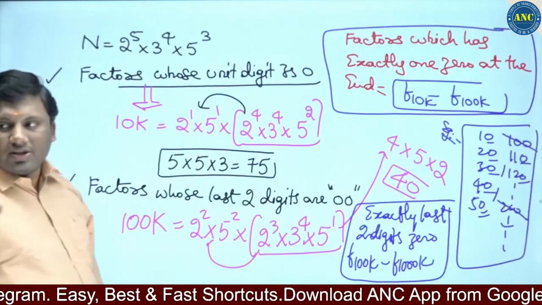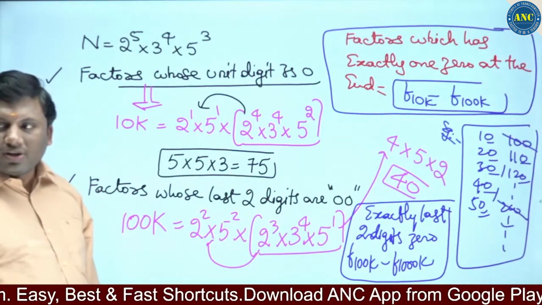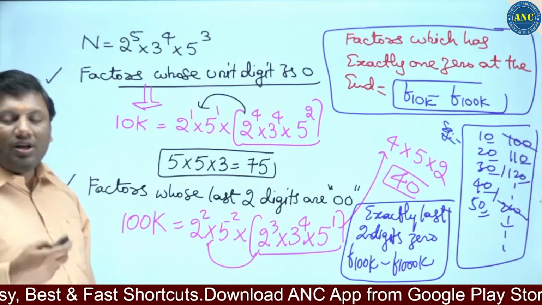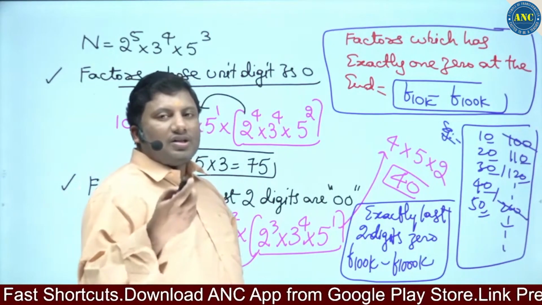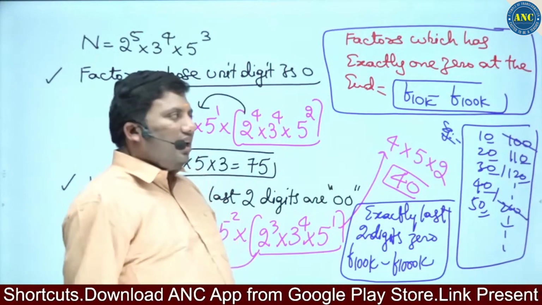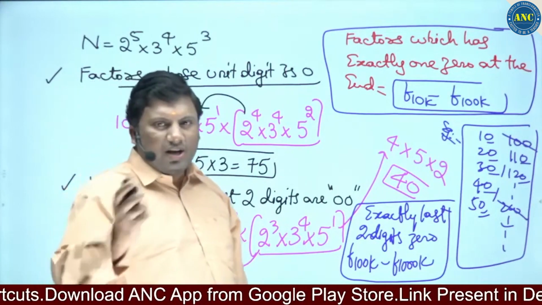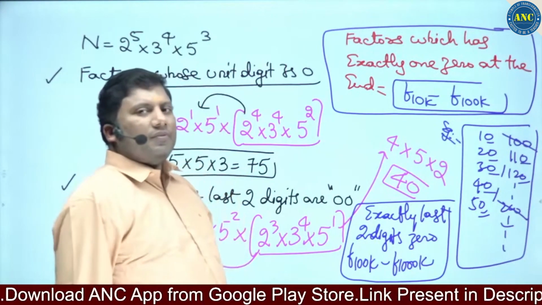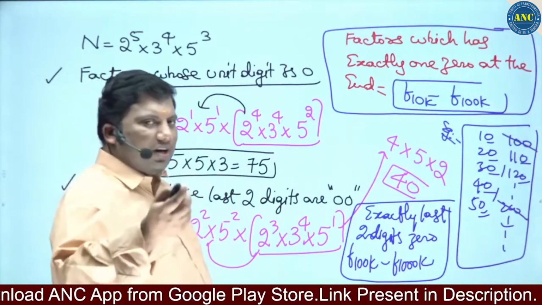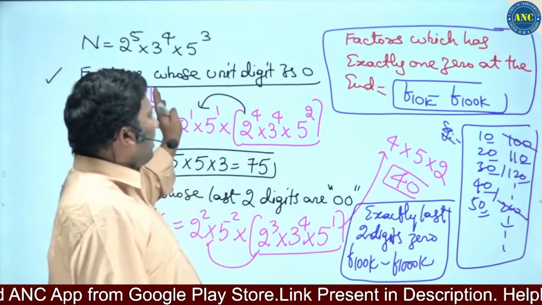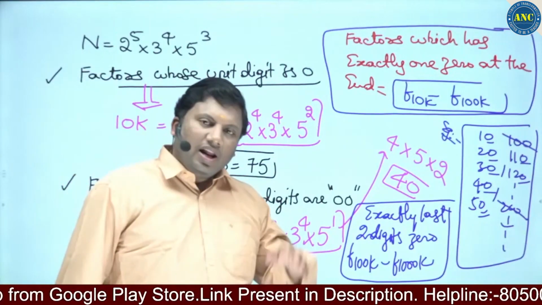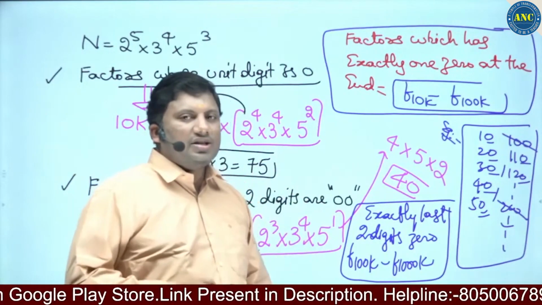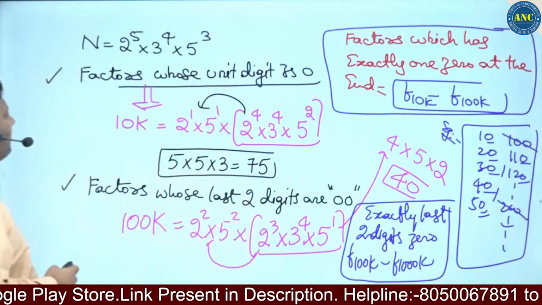Suppose the question is, a student asked me, factors which have no zeros at the end. No zeros at the end is total factors minus factors which have at least one 0 at the end. Same as what we did for perfect square and non-perfect square. Total factors minus factors whose unit digit is 0 will eliminate all the factors where the unit digit is 0. I hope the concept is clear.